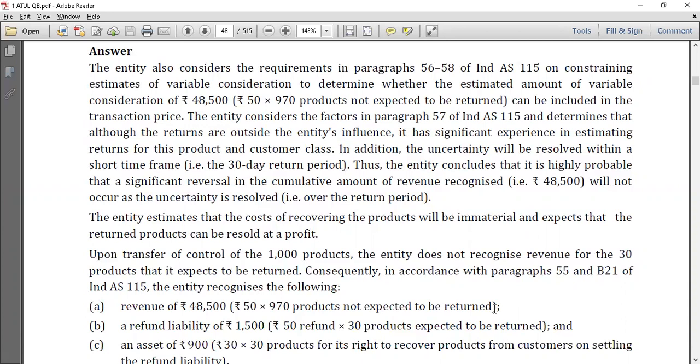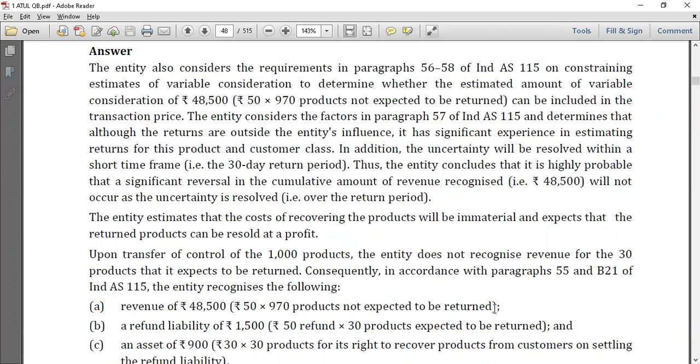You have to determine. And second thing, the entity should also consider the various factors that are given in Ind AS 115, revenue from contract with customers, and determine that although the returns are outside the entity's influence, that is, it is not in the entity's hands whether the customers are going to return them or not, it has significant experience in estimating the returns for this product and customer class.